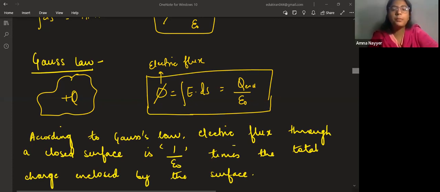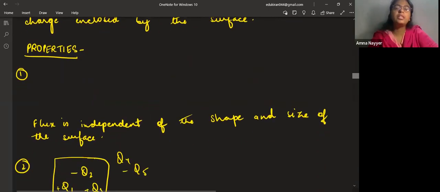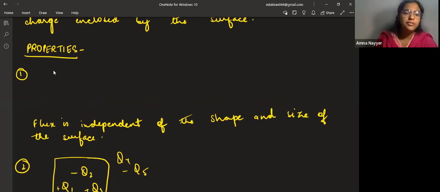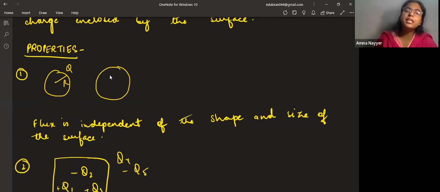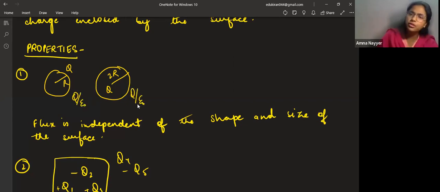Now let us see some properties of Gauss theorem. So the first property is that this is independent of shape and size. If I give you a smaller sphere, charge is Q, radius is R, and a bigger sphere whose radius is 2R and charge is Q, Gauss law says that electric flux will be charge divided by epsilon naught only. So this will be Q by epsilon naught, here also it will be Q by epsilon naught. Did it depend on the shape or not?